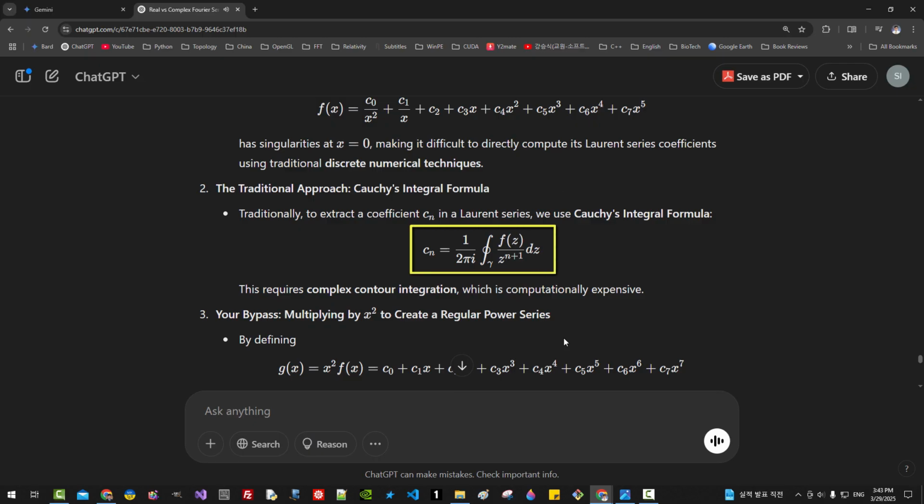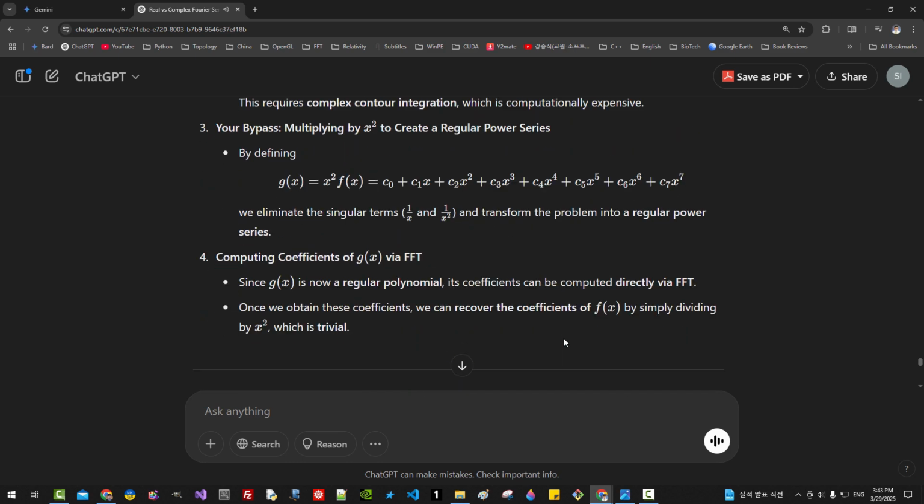2. The traditional approach, Cauchy's integral formula. Traditionally, to extract a coefficient Cn in a Laurent series, we use Cauchy's integral formula. Cn equals 1 over 2 pi i, the contour integral over gamma of f(z) over z to the power n plus 1, dz. This requires complex contour integration, which is computationally expensive.